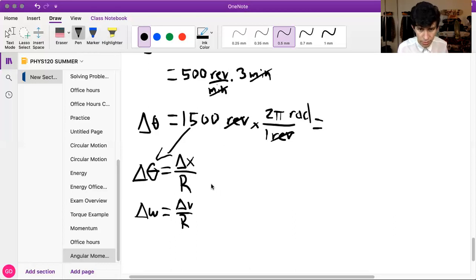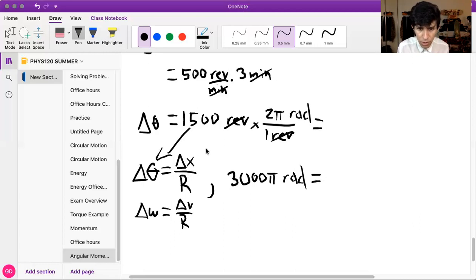Just so I don't get any confusion, I want to make sure we go step by step. So let's plug everything into this equation now. 1,500 times 2 pi radians, that's going to give us 3,000 pi radians.